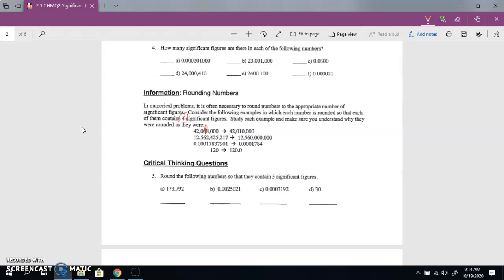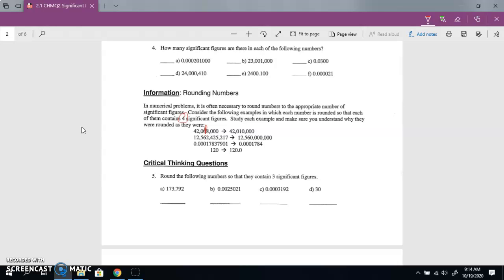Okay, we've got a rounding bar between the 8 and the 0 so that we only focus on the 8 and the 0. The 8 says that we're going to round that 0 up to a 1. And so we've got this number right over here, 1. And so the final number is 42,010,000.